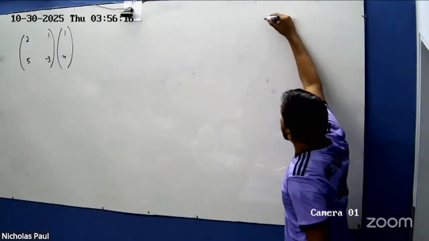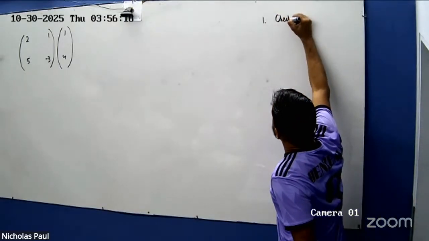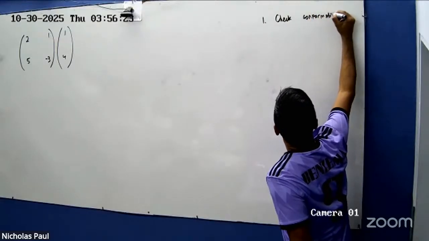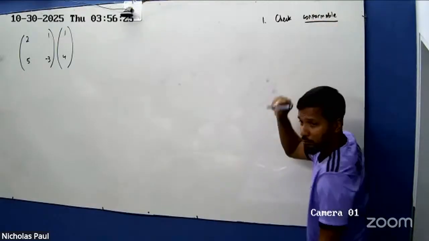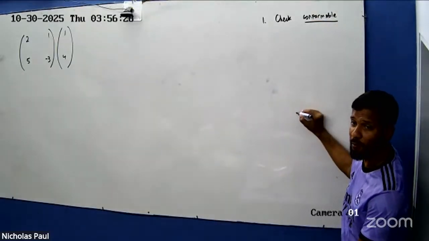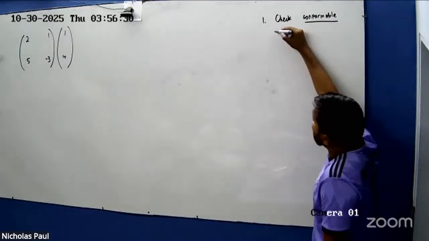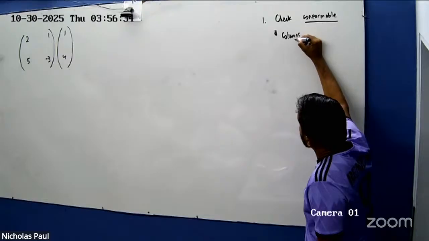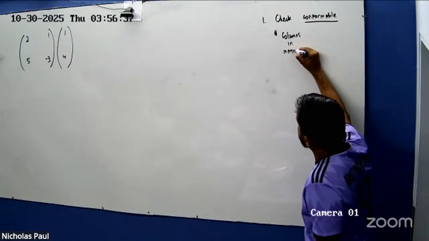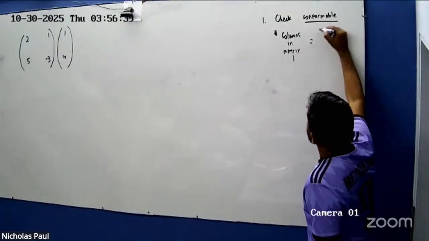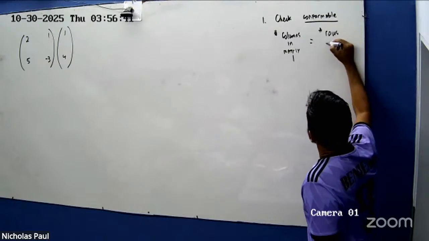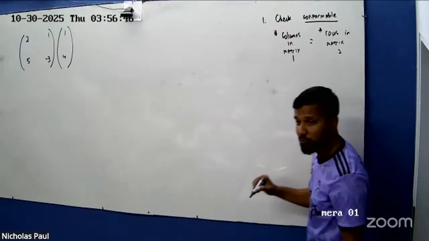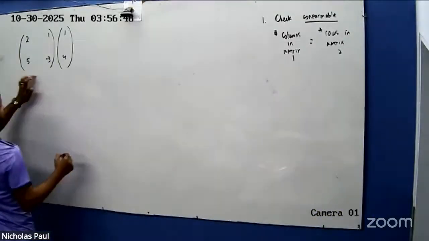The first step is to check to see if it's conformable. What does conformable mean? Conformable means that the number of columns in matrix 1 is equal to the number of rows in matrix 2. Don't write that yet. Watch this here.